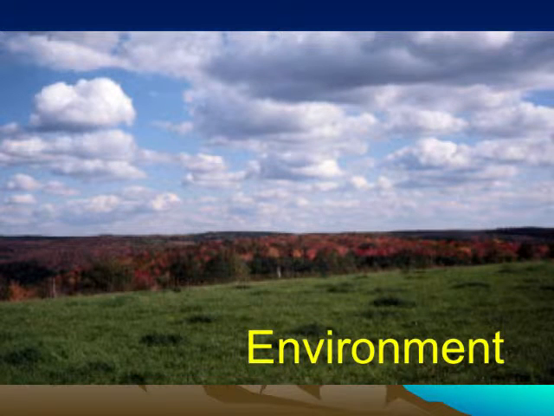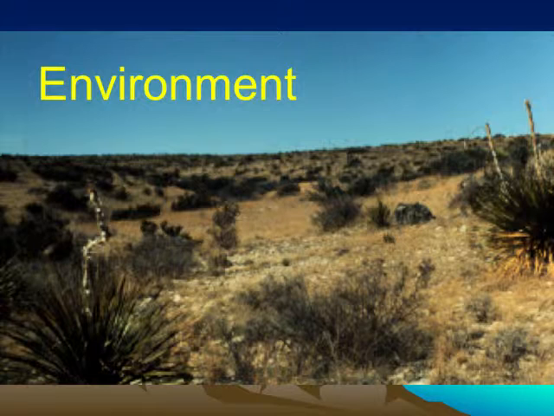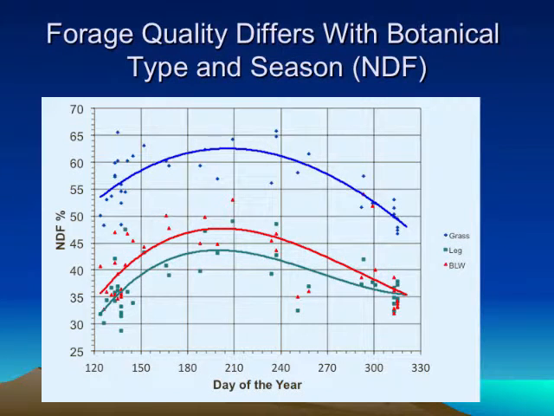Environment. Do we have a cool fall type environment, or do you live in Harrisonburg? I'm sorry, Harrisonburg to me is the drought center of Virginia, okay? And obviously that's not Harrisonburg, but it's close to it. Okay, let's talk about botanical and season. Fiber. Now here's the grass curve. In the spring, okay, this is day of the year.